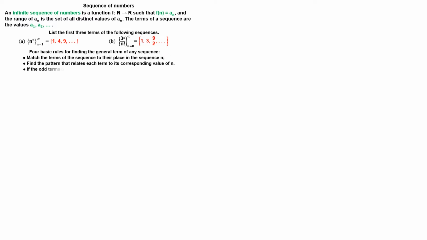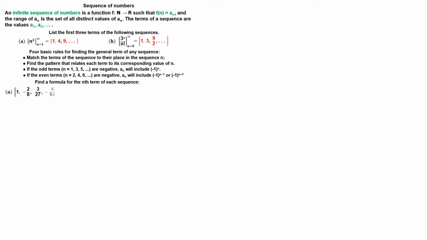If the odd terms are negative, a sub n will include minus 1 raised to the power of n. If the even terms are negative, a sub n will include minus 1 raised to the power of n minus 1, or minus 1 raised to the power of n plus 1. Let's look at 2 examples.